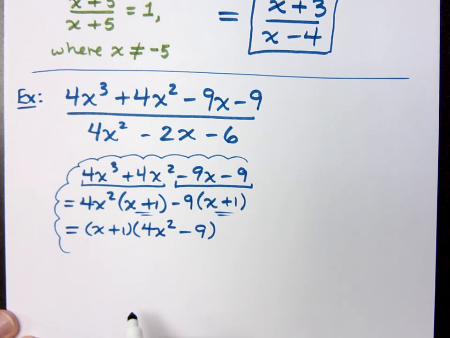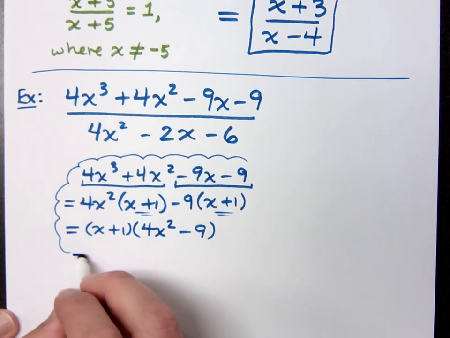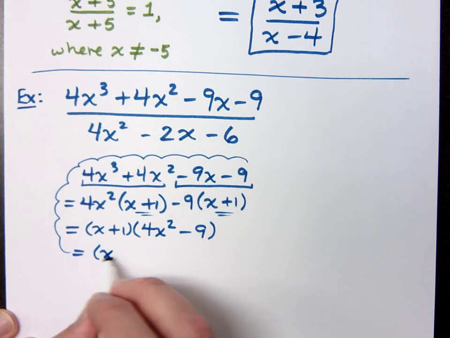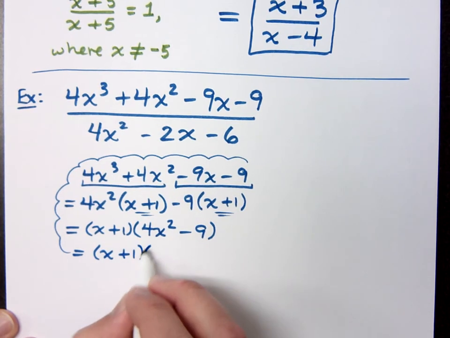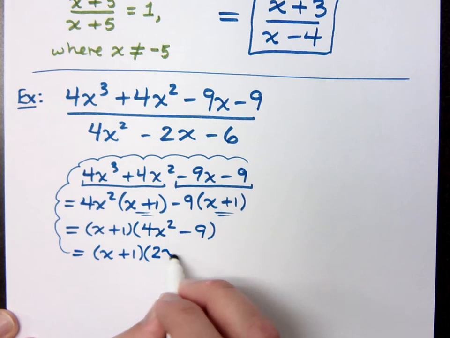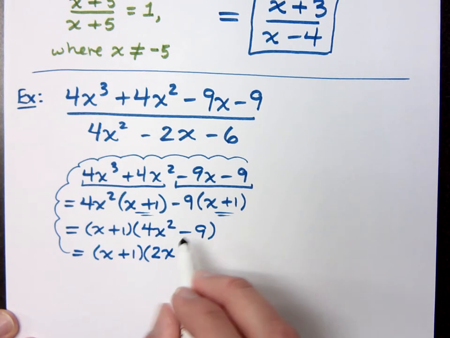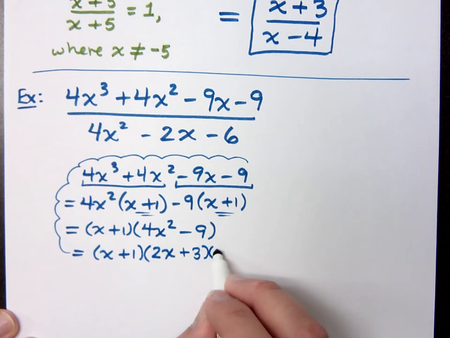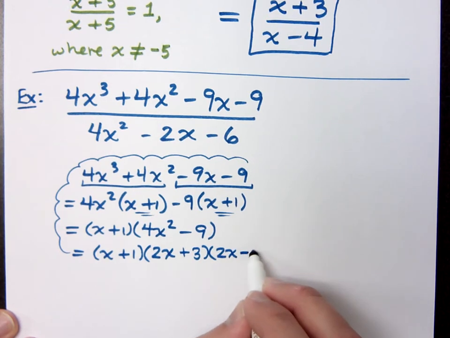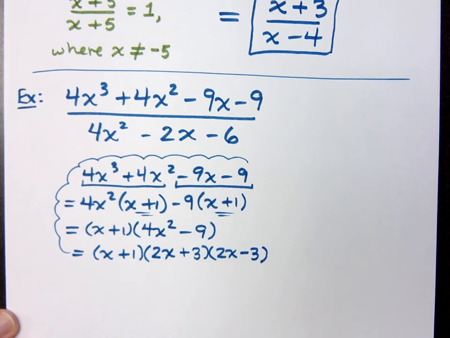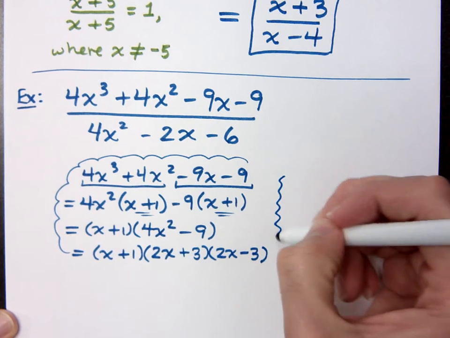Am I done factoring that? No. Why not? The 4x squared minus 9 can factor how? This is the difference of squares. That's (2x plus 3)(2x minus 3). Okay. Now, what about this other one?